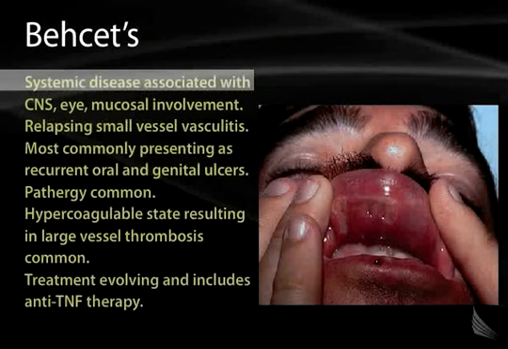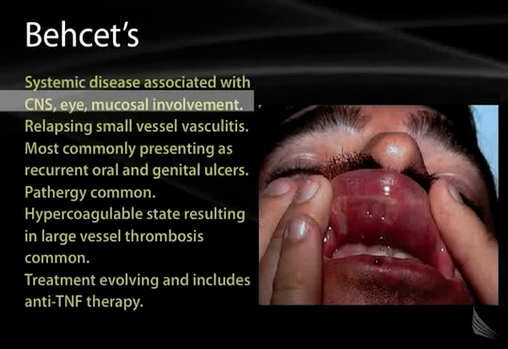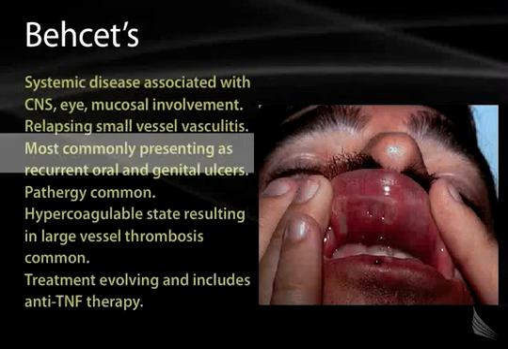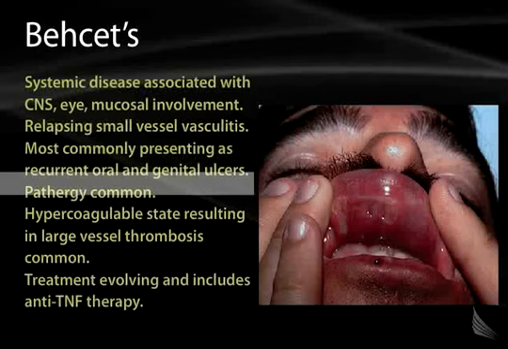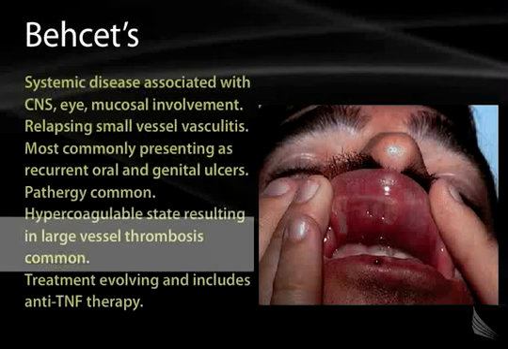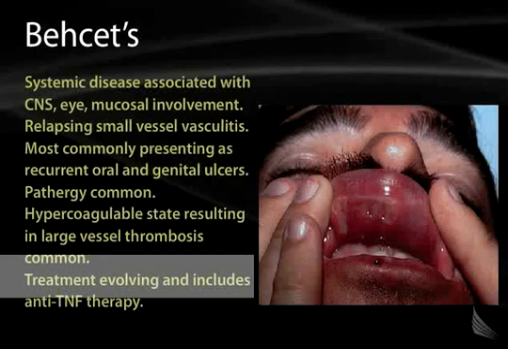Behçet's disease is a systemic disease which has eye involvement and mucosal involvement, specifically of the oral mucosa. There can also be CNS involvement. It is a relapsing and remitting small vessel vasculitis presenting as recurrent orogenital ulceration. Pathergy is common, and what pathergy is, is a pustular lesion after a solitary skin prick, which is seen 24 to 48 hours after the initial skin prick is performed. It can lead to a hypercoagulable state resulting in thrombosis of the large vessels. The treatment of Behçet's disease is ongoing and can include anti-tumor necrosis factor therapy.